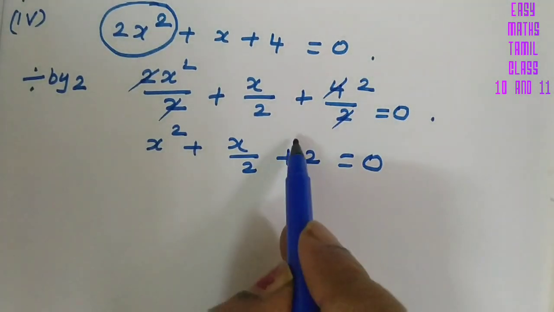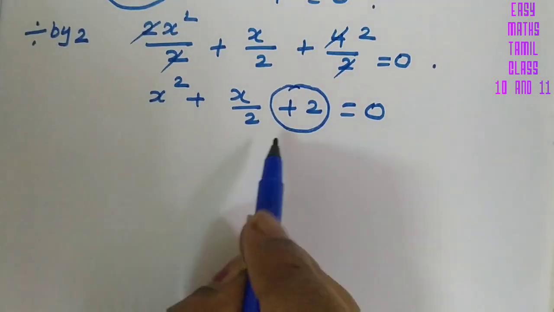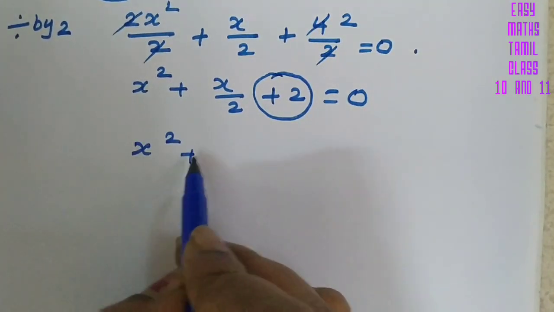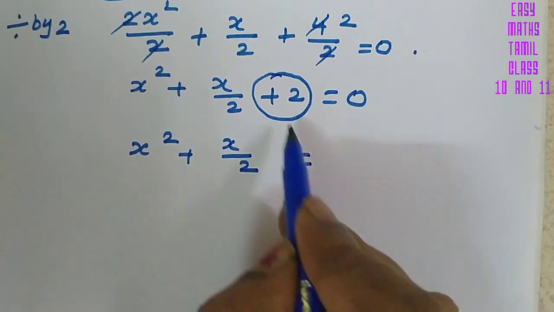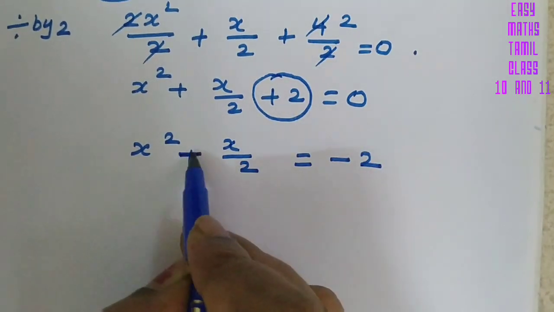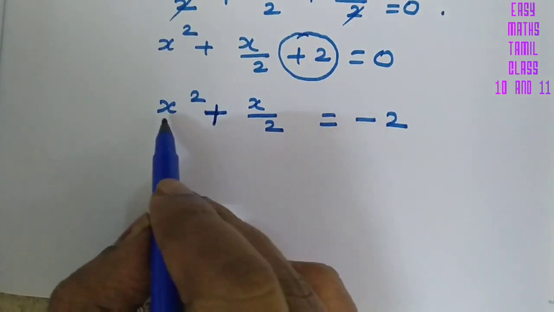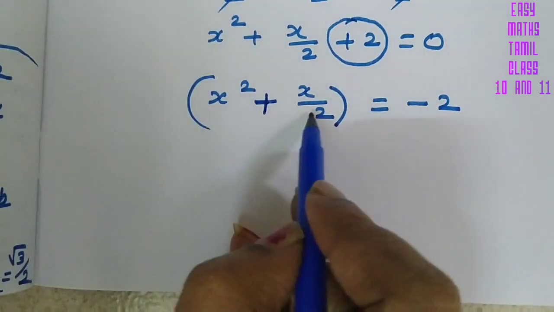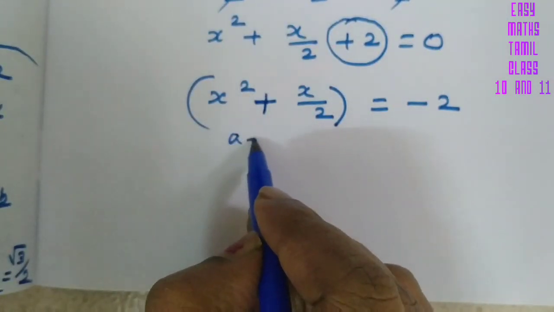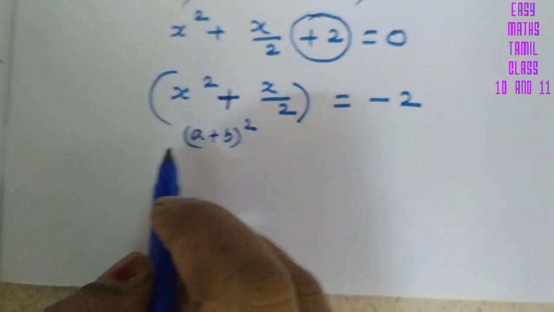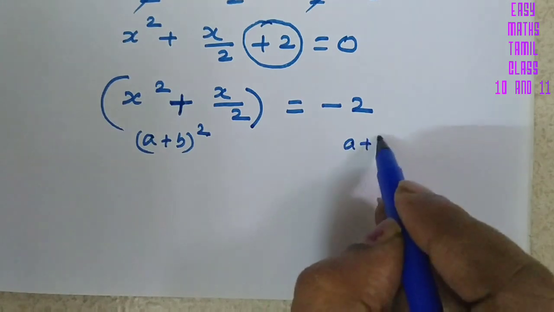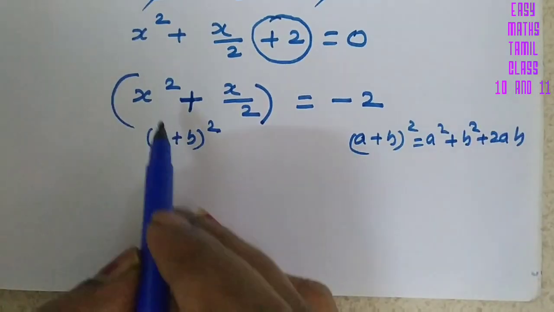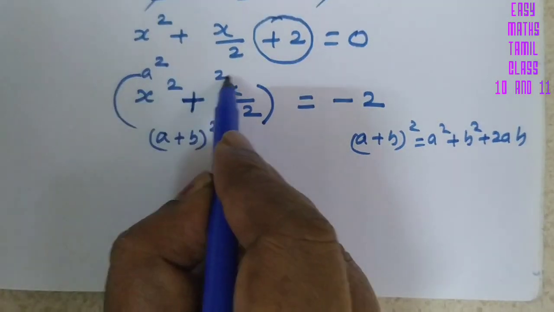Now the second step is take this value to the right hand side of this equation. x square plus x by 2 equal to minus 2, since plus 2 will become minus 2. Now the third step: on the left hand side we have to write these terms in the form of a plus b the whole square. Now the value of a plus b the whole square equal to a square plus b square plus 2ab. This is a square, this is 2ab.